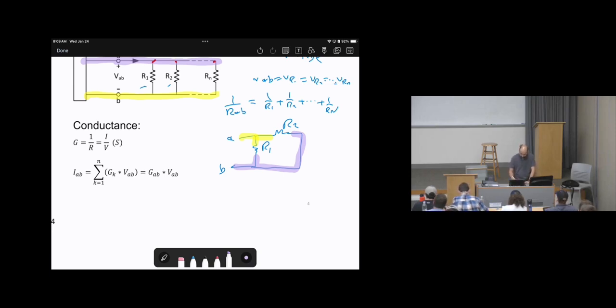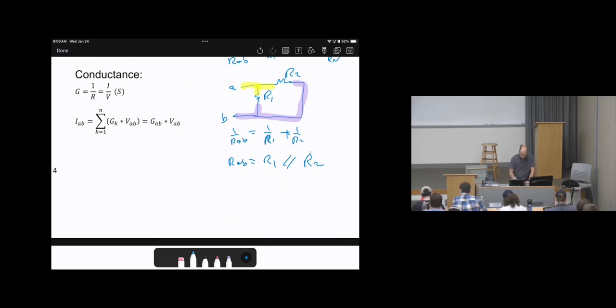So as a result, we will say 1 over RAB equals 1 over R1 plus 1 over R2. Sometimes, as a shortcut, we can say RAB equals R1 parallel with R2. Something like that. So if we use the parallel symbol here, this means these 2 elements are in parallel.